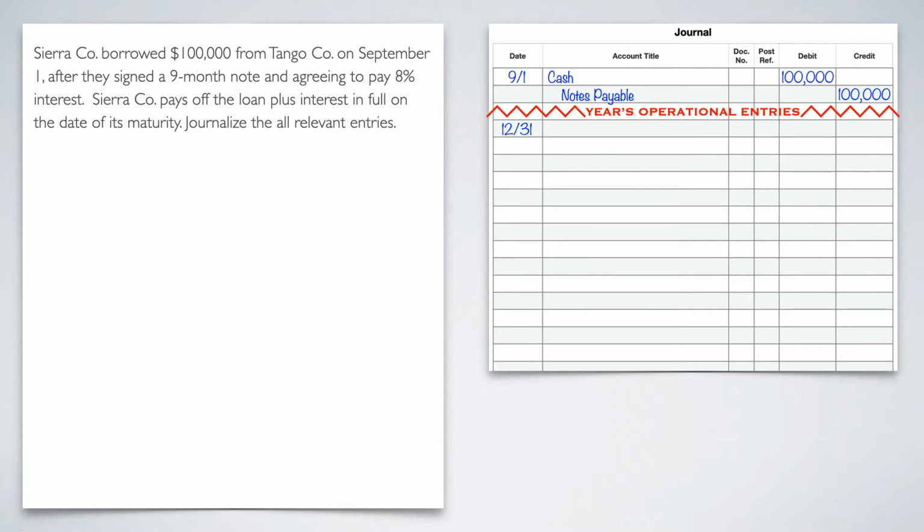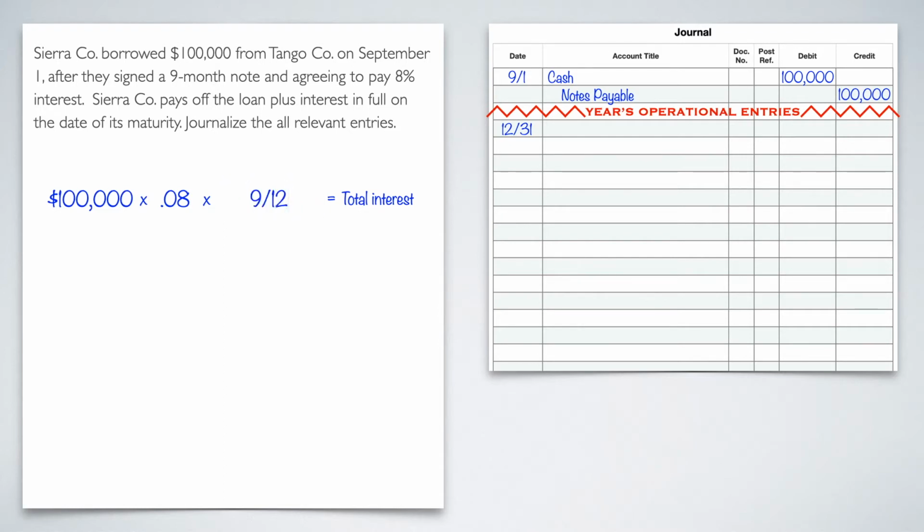What is our equation? Principal amount times the interest rate times the time expressed in a fraction of a year. And that's going to give us our total interest. Again, it's the exact same equation that we did for notes receivable. Okay, so what is our principal amount? It's 100,000. What is our interest rate? That's 8%. What is the time expressed in a fraction of a year? Well, this is a 9-month note, so we need to do 9/12.